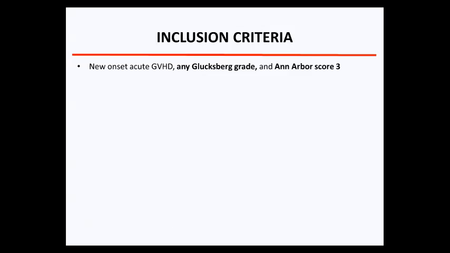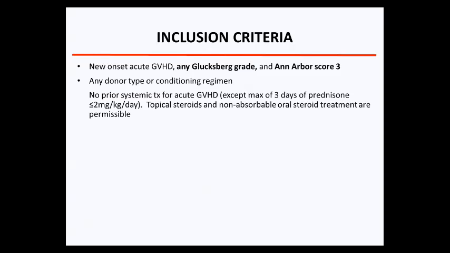Inclusion criteria: new onset acute GVHD, any Glucksberg grade, and Ann Arbor score 3. Any donor type, any conditioning regimen, no prior systemic therapy for acute GVHD, except for a maximum of 3 days. This is the window that I have to collect the blood, send it to a lab, assign the scoring, and then start the treatment. So up to 3 days, that's fine. Because of course, if your patient has 3 liters of diarrhea, you want to start the treatment right away.